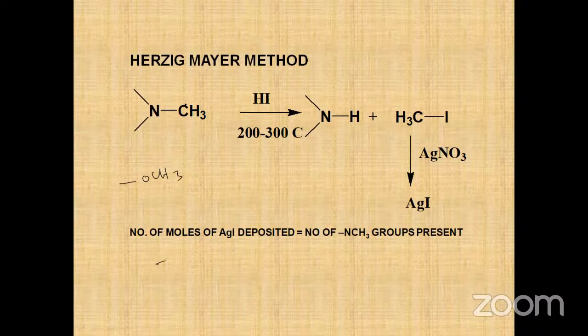That methyl iodide further treats with AgNO3, which leads to the formation of an AgI precipitate. The number of moles of AgI deposited from the natural product is equal to the number of NCH3 groups present in the natural product. Okay, this Herzig-Meyer method is also important. These two: the Diesel method and the Herzig-Meyer method.